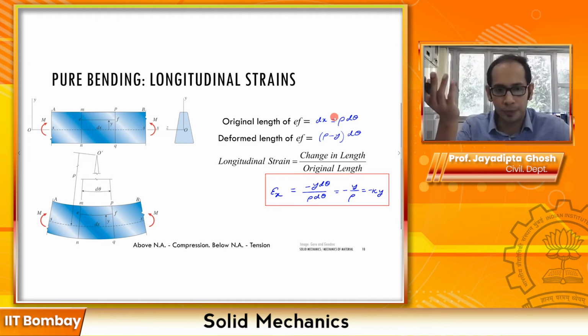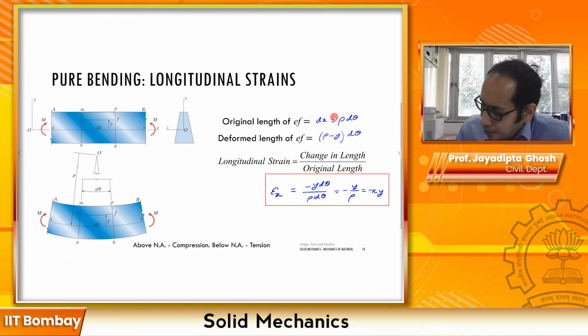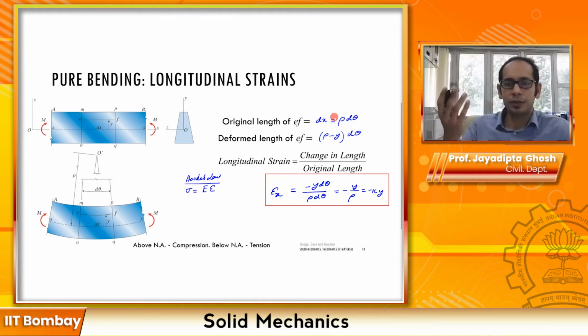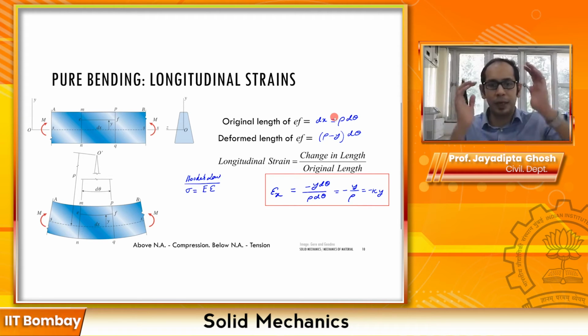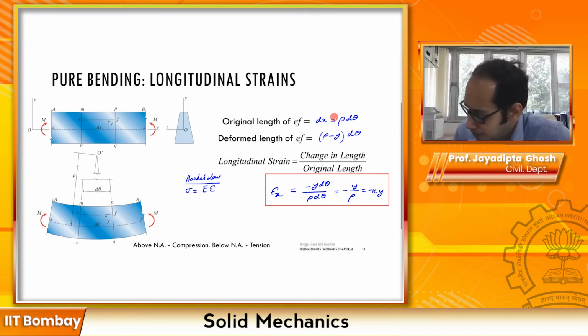Sigma. We know that my sigma is related to E times epsilon. So this is from Hooke's law, which we know already, right? So how does sigma x vary? So sigma x, now you see how beautiful this concept is. We are looking at the bending, but we are looking at normal stresses and strains, right? So there our sigma x becomes equal to minus E epsilon x, which is equal to minus E kappa y. So what does that tell you?